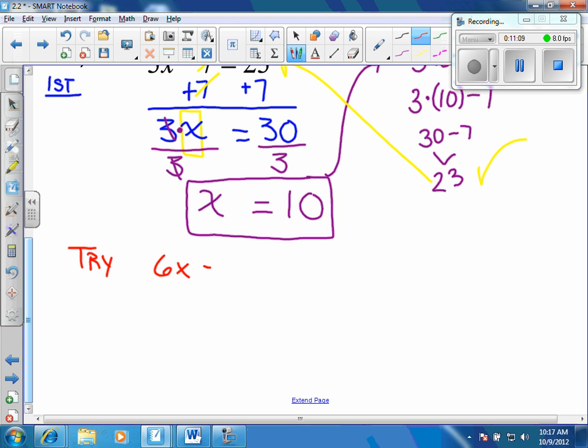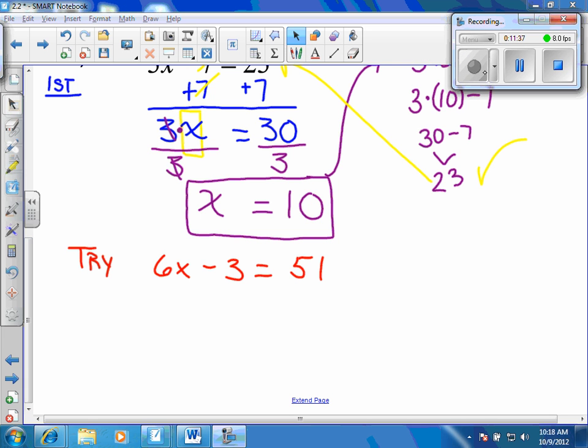6x take away 3 is equal to 51. Work it out with the steps. Yeah, Noah. Right. Try it yourself though, so you're on the right track, so everybody can see if they can do it themselves. Let's try that.